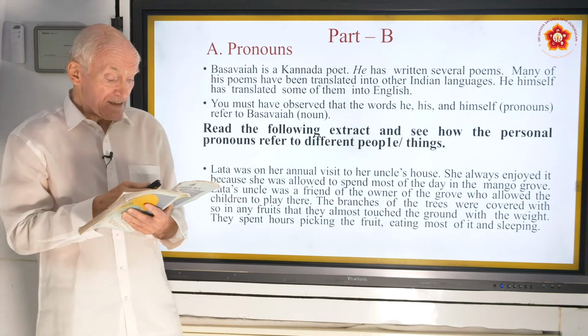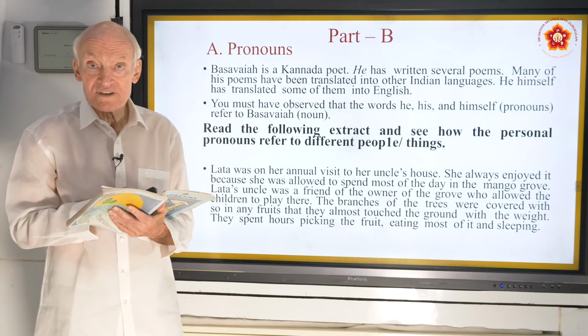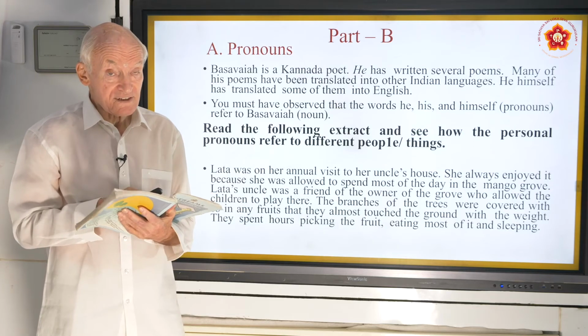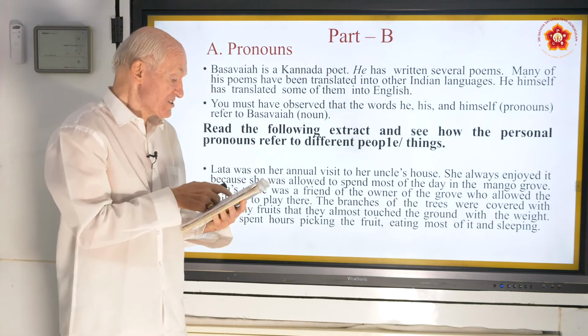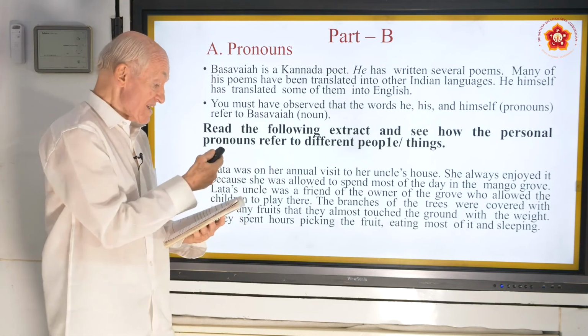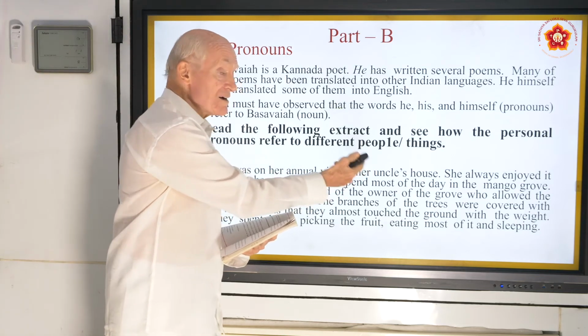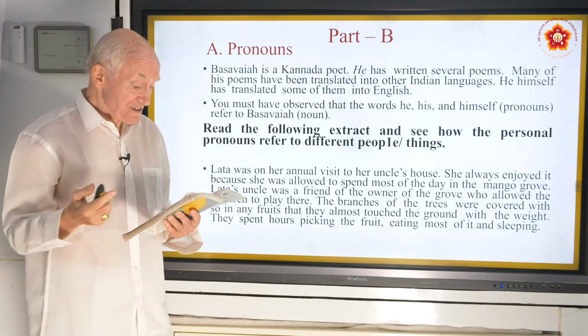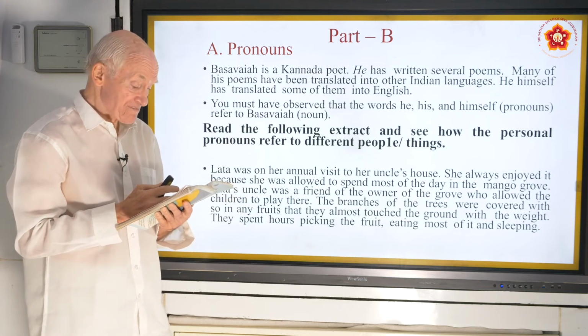Read the following extract and see how the personal pronouns refer to different people or things. And they give us an example. They say, Lata was on her annual visit to... her refers back to Lata. Where? Her uncle. She goes to her uncle's place every year. Annual visit means every year.